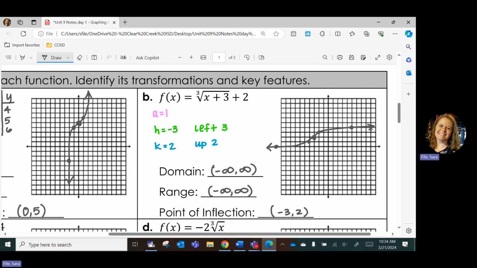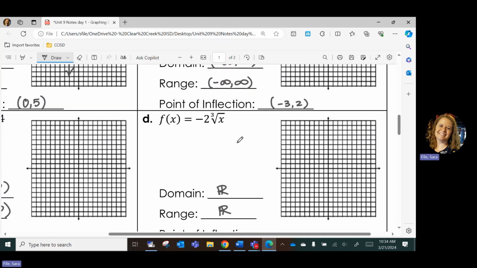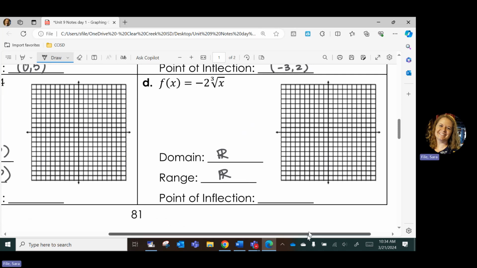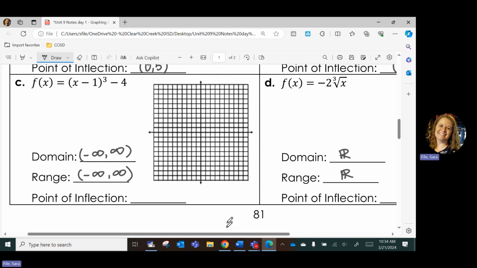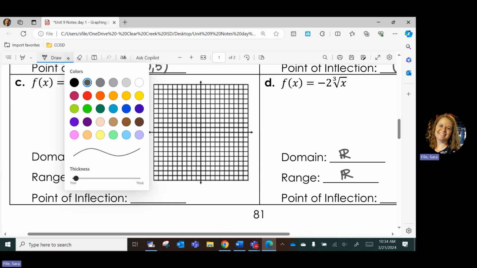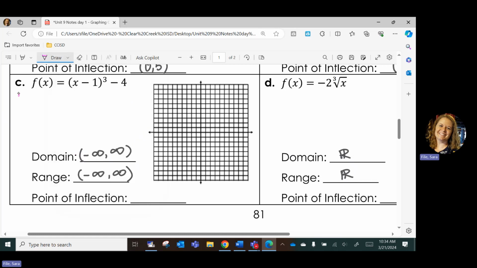Feel okay about that? All right. Let's go ahead and do C. Still no A. A is 1 here. I'm going to go ahead while I've got my pink pen here. Go ahead and tell me A in part D. Finally, we're going to have one over there where A is something other than 1. It's a negative 2 in front.